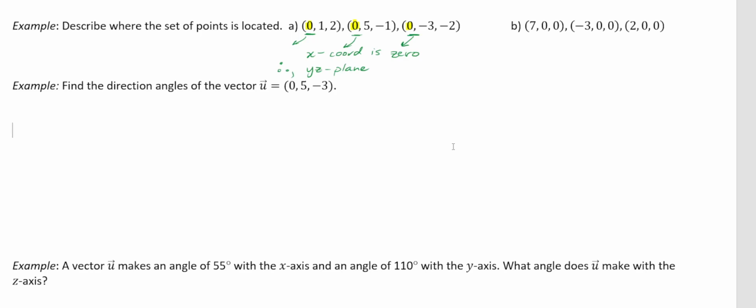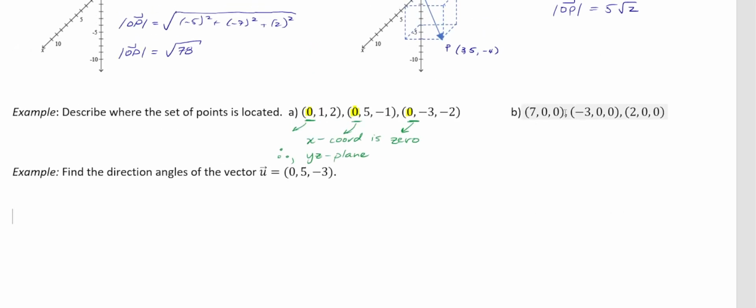Okay, looking at the next one, we have (7, 0, 0), (-3, 0, 0), and (2, 0, 0). For those ones, you see that there is absolutely no y and z component, and their only value is the 7, the -3, and the 2. So these are only points along the x-axis. The y and z coordinates are all 0, so these sets of points are only on the x-axis.